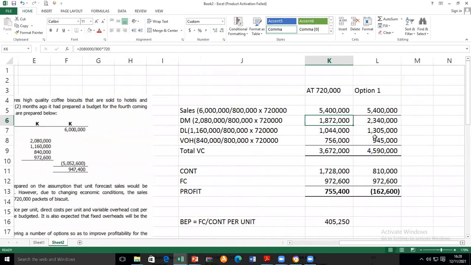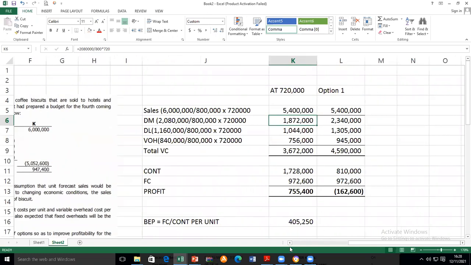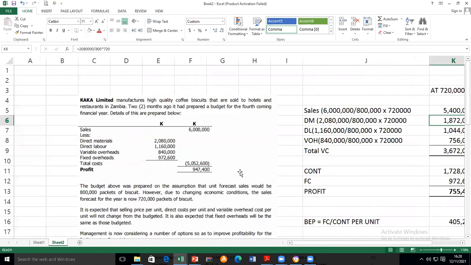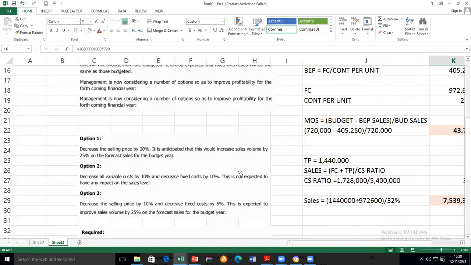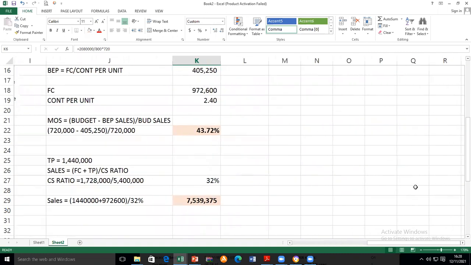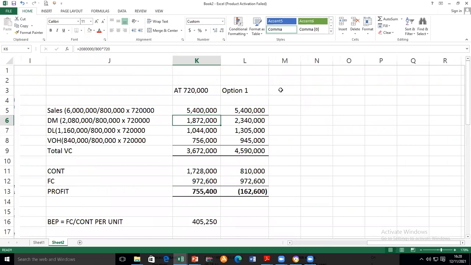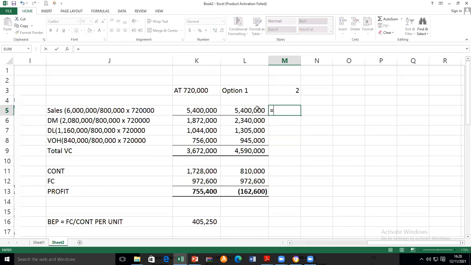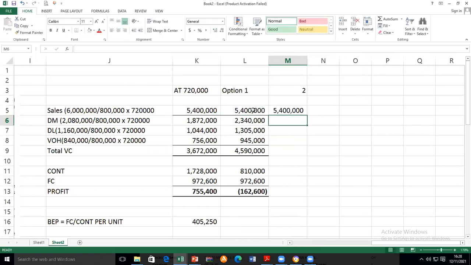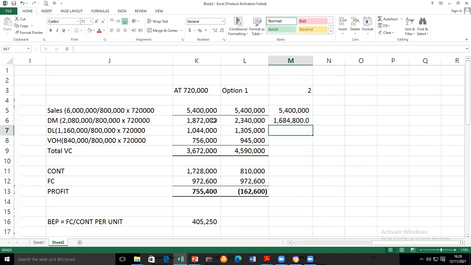What of option number 2? What should we do in option number 2? Decrease all variable costs by 10% and decrease the fixed cost. This is not expected to have any impact on the sales. So let me come here to option number 2. This is not changing. And then we decrease these costs by what? 0.90.